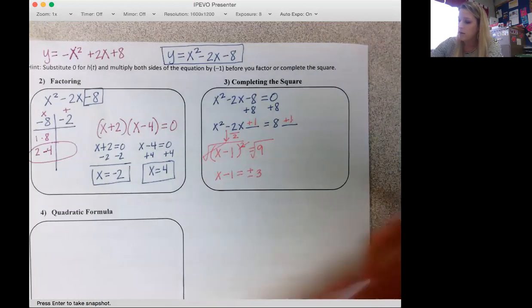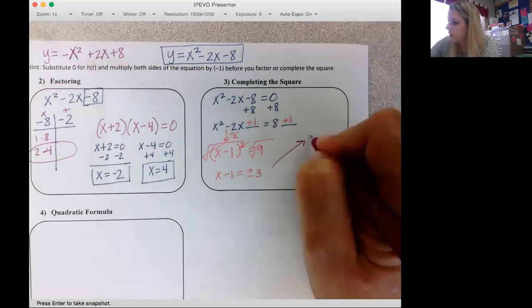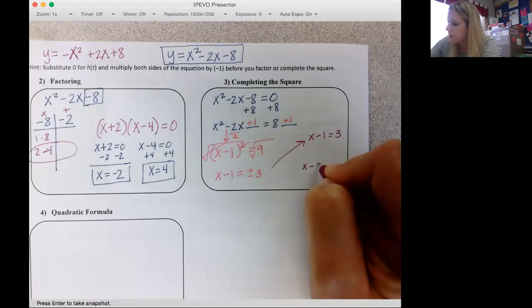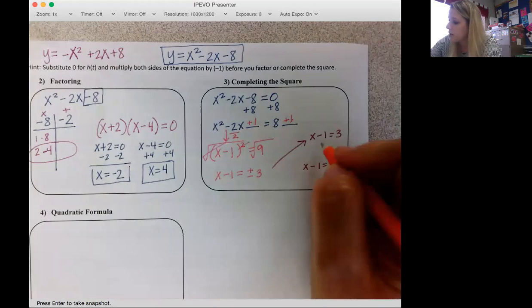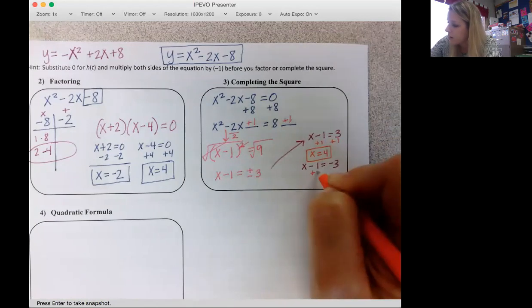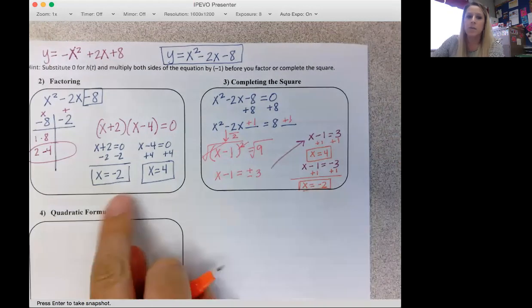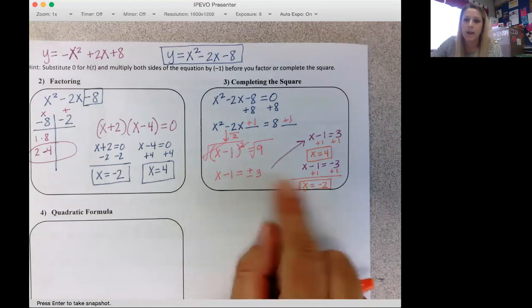So that means I'm going to have 2 possible answers. I'm going to do x minus 1 equals positive 3, and x minus 1 equals a negative 3. So then the last thing I do is add 1 to both sides. I get x equals 4. Add 1, and I get x equals negative 2. So again, I got the same exact answers here, just showing it in a different way that I could solve.